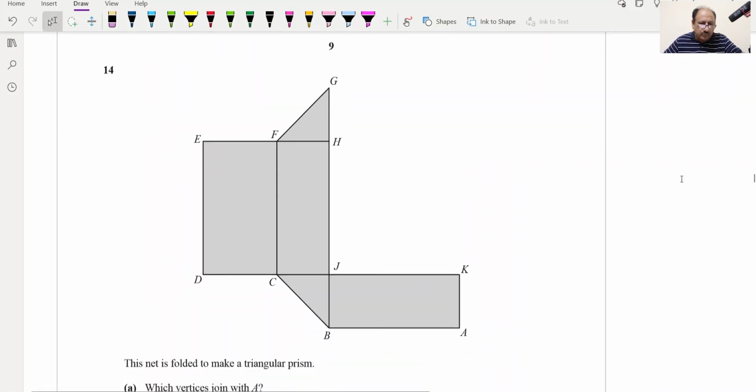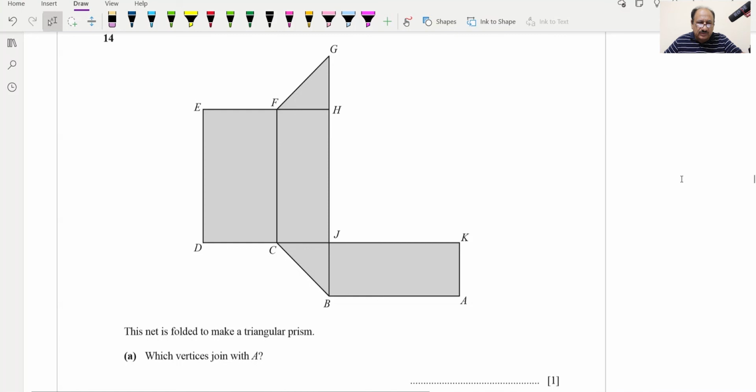Now we can move to question number 14. This is nets question, and they are saying this net is folded to make a triangular prism. Which vertex joins A?